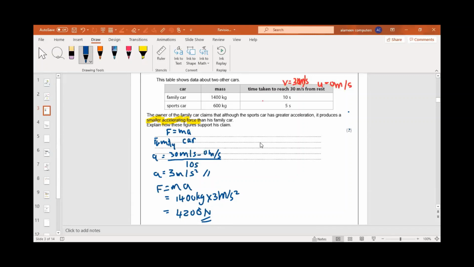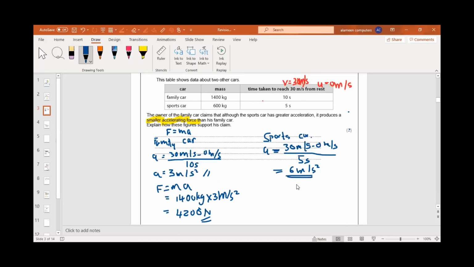Now we'll move to the sports car, because we need to find the accelerating force of the sports car. First, we'll find the acceleration of the sports car. Acceleration is equal to final velocity minus initial velocity divided by time. Final velocity is 30 meters per second. Initial velocity is 0 meters per second. Time taken to accelerate is 5 seconds. So 30 divided by 5 is 6 meters per second squared.